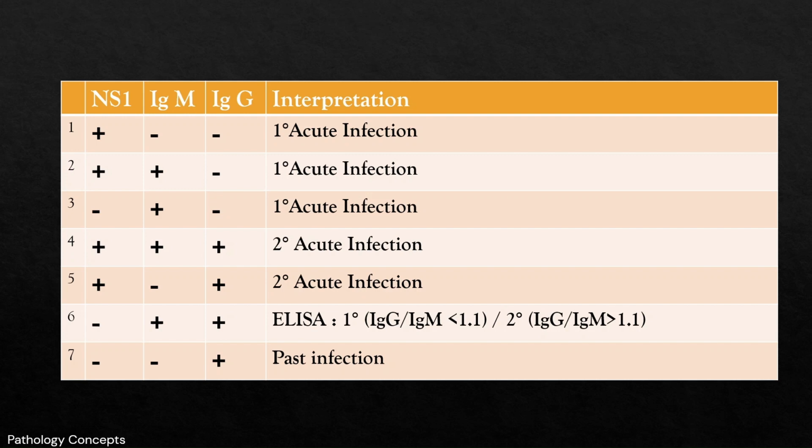If IgG/IgM is less than 1.1, then it suggests primary acute infection, and if IgG/IgM is more than 1.1, then it suggests secondary acute infection. If only IgG is positive, then it suggests past infection with dengue virus.